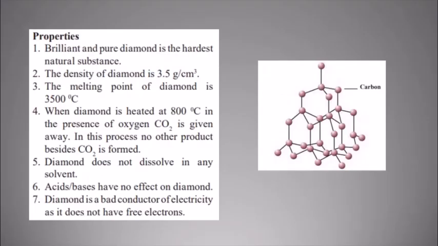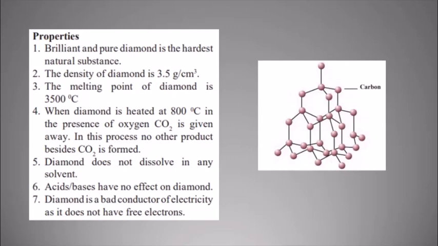Let us look at the properties of diamond. So first of all, diamond is very hard. It is a natural substance and it is very hard. The density we have also known, it is 3.5 grams per cubic centimeter. We have known that the melting and boiling points of the crystalline forms are very high. So for diamond also the melting point is around 3500 degrees Celsius.